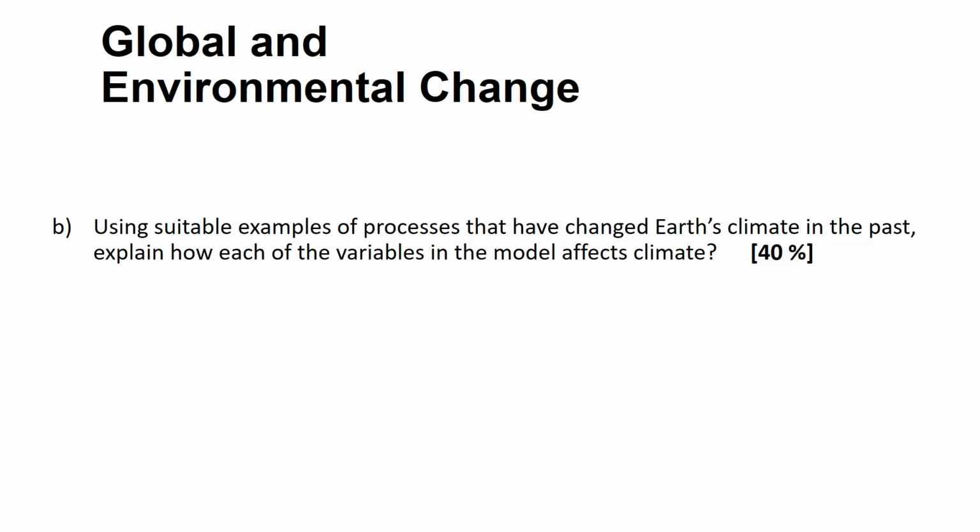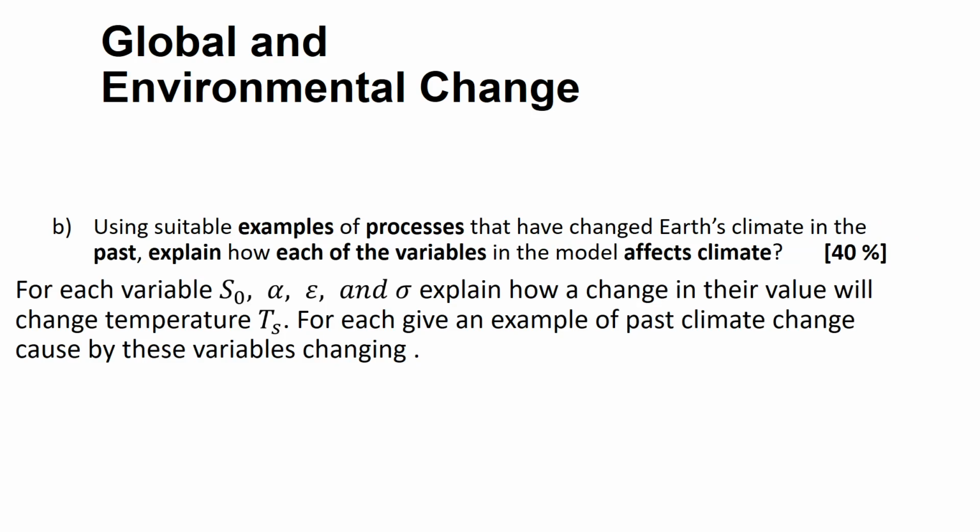Okay, moving on to the next part. You can see this is substantially larger. This part of the question is worth double part A, so expect a little bit more of a substantial answer. We're looking for examples of processes that have changed the Earth's climate in the past, and to explain how each of the variables in the model affects climate. We can start to rewrite that question in our own words if we're doing this as a revision exercise.